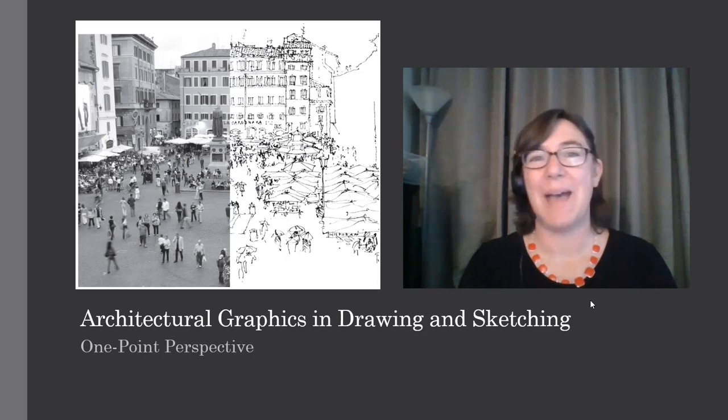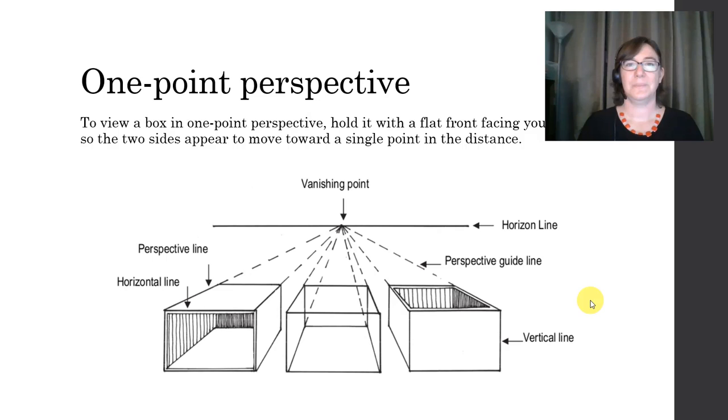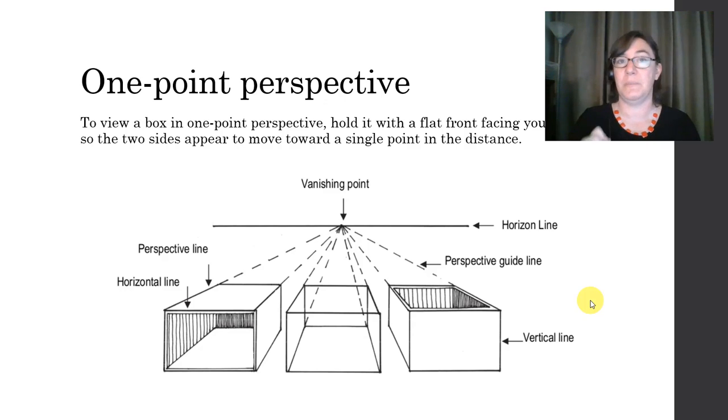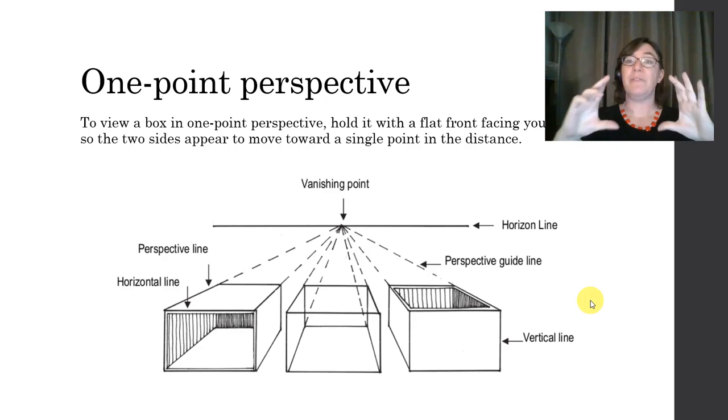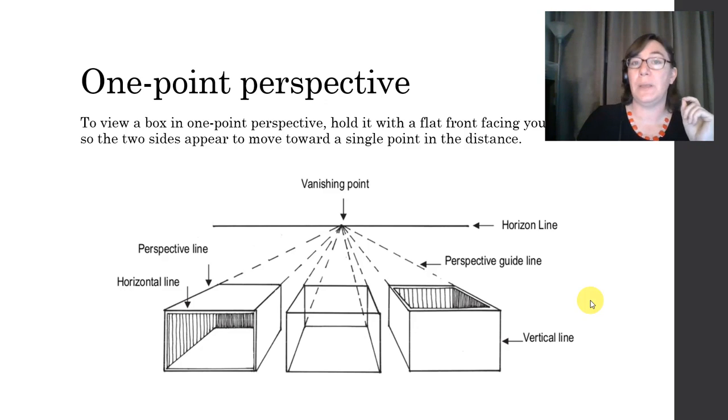Hi everybody, welcome back. In this video, we're going to cover the one-point perspective system. In a one-point perspective system, the flat side of an object is going to be turned directly facing you. We'll see that as opposed to the two-point perspective system next. All right, so to view a box, for example, in one-point perspective, you're going to hold it with the flat front facing you, and then the two sides will appear to move towards the single point, the vanishing point, in the distance. So let's take a look at some of the vocabulary you've already learned.